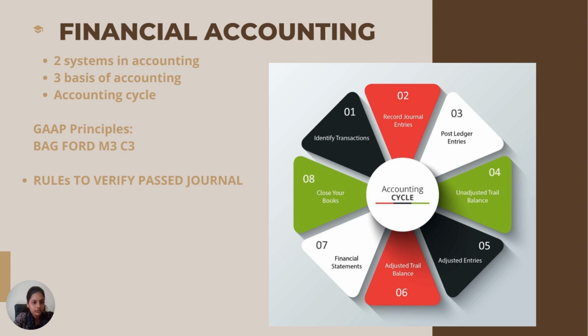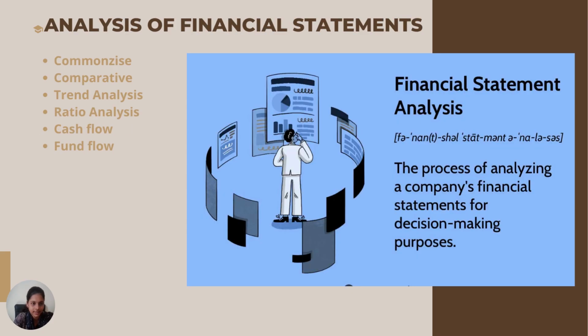Then we saw the rules to verify in the past journals. We have three types of accounts: nominal, real, and personal accounts. And we saw the rules for which side to put on debit and which on the credit side. Then we saw the financial statement analysis.